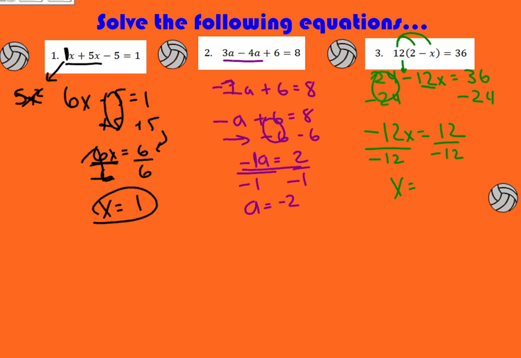So x is going to equal negative 1. All right, negative 12 over negative 12 just becomes 1. So my answer is going to be negative 1.